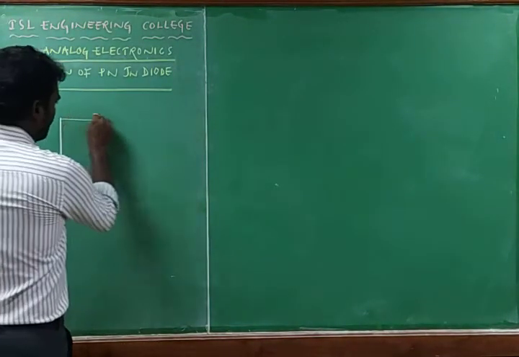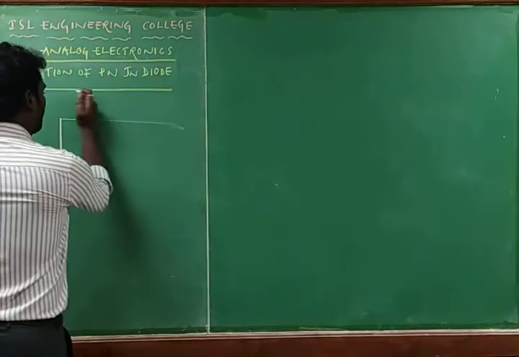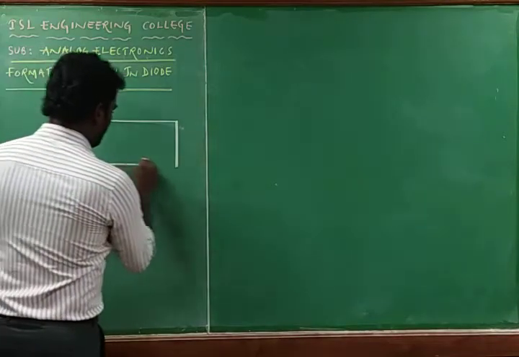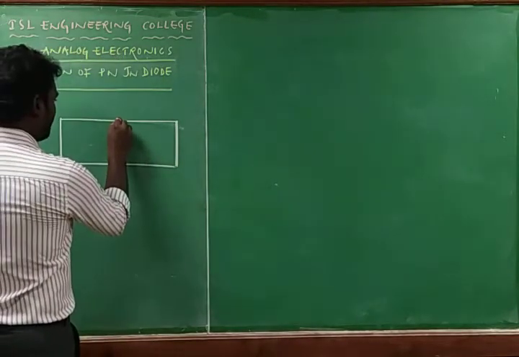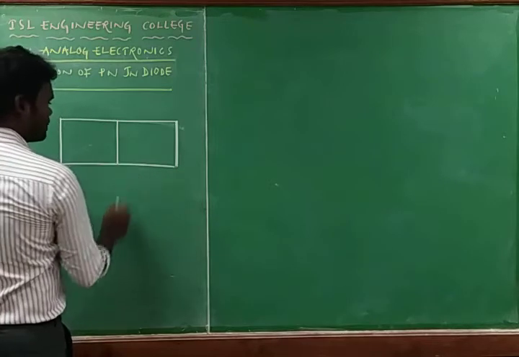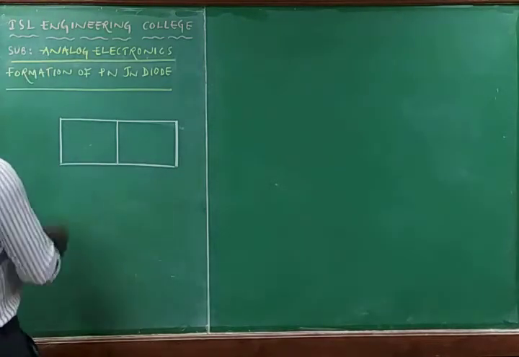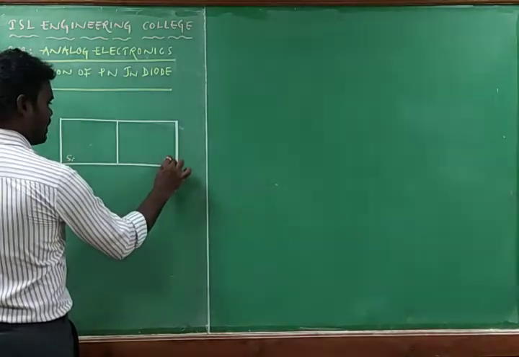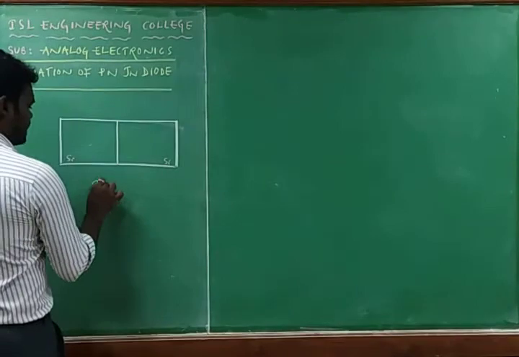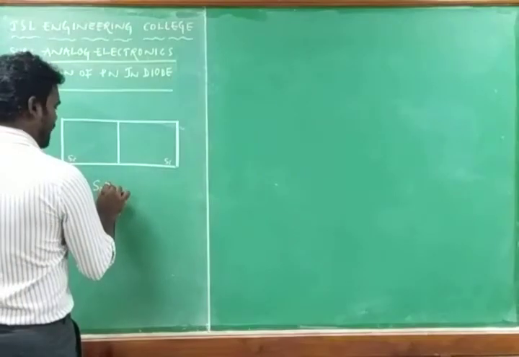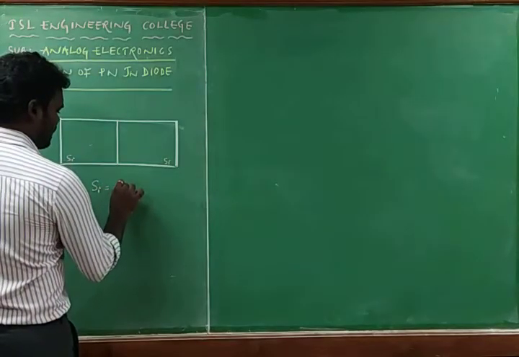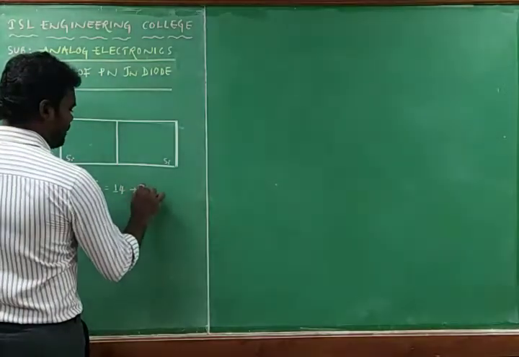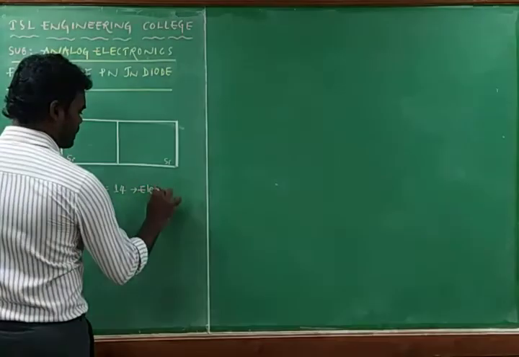Now I am going to show the formation of the p-n junction. Assume that this is a silicon wafer, and we are dividing it into two equal halves. The total material is silicon. Silicon is a semiconductor material whose atomic number is 14, so it has 14 electrons.